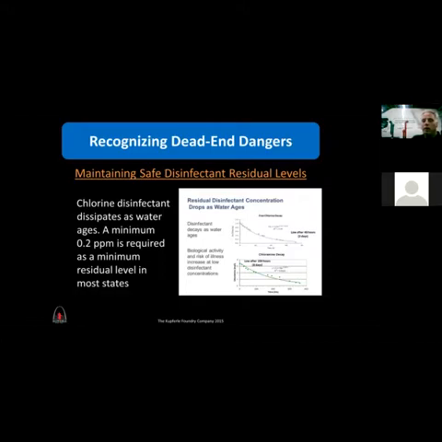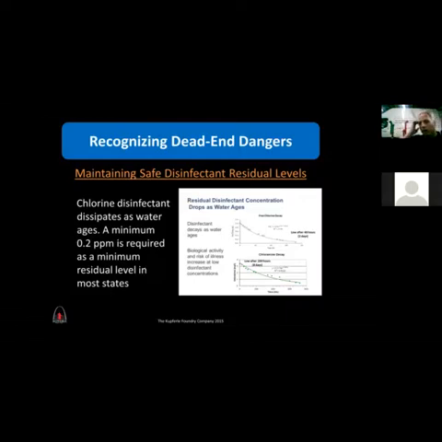Chloramines or combined chlorine stay in the water about twice as long. So the first couple of weeks, it's very steady. And then the dissipation rate is a little less than free chlorine. It's about 0.625 per week instead of 1.5. So just know that over time, chlorine dissipates, and you want to try and keep your water age, especially if you're using free chlorine, less than a week old.